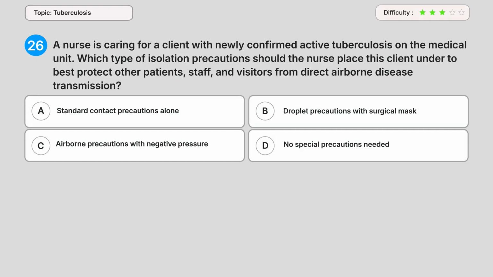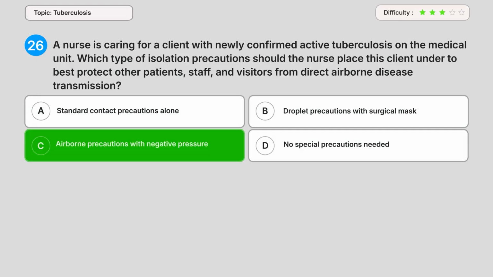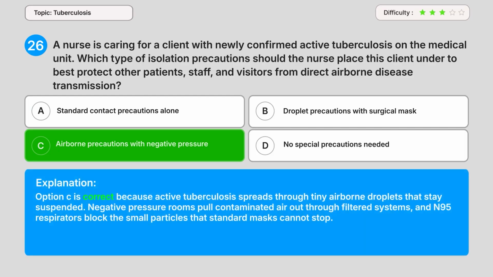Correct answer, C. Airborne precautions with negative pressure. Explanation. Option C is correct because active tuberculosis spreads through tiny airborne droplets that stay suspended. Negative pressure rooms pull contaminated air out through filtered systems, and N95 respirators block the small particles that standard masks cannot stop.